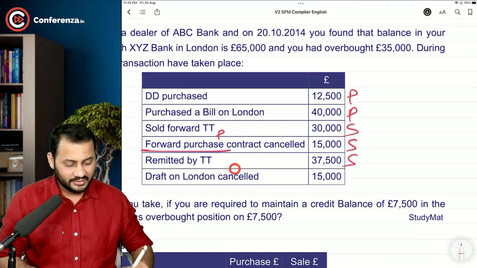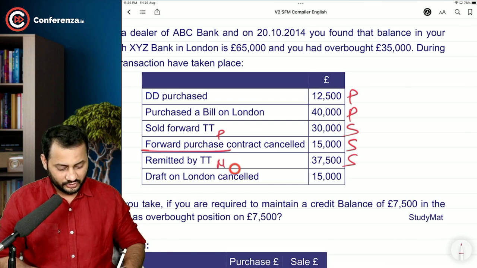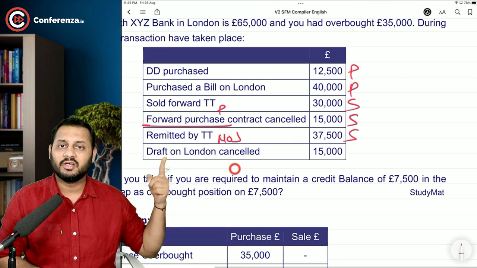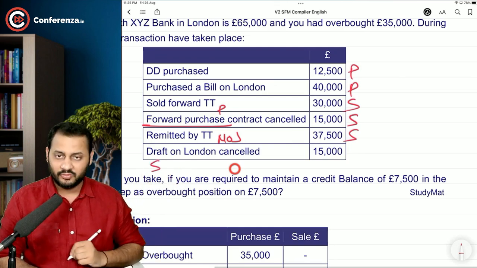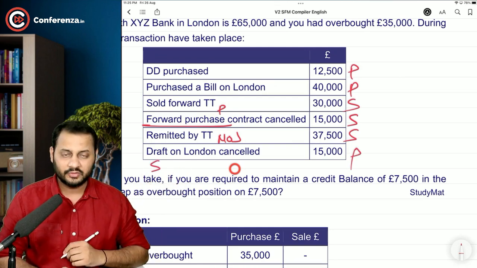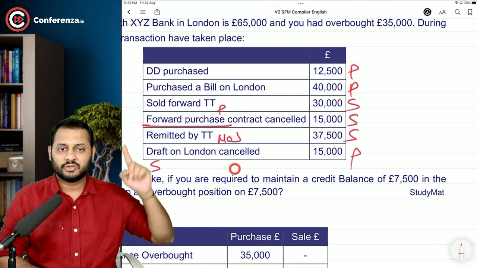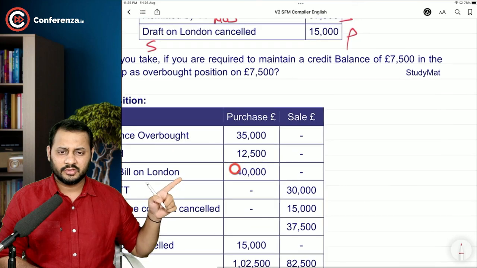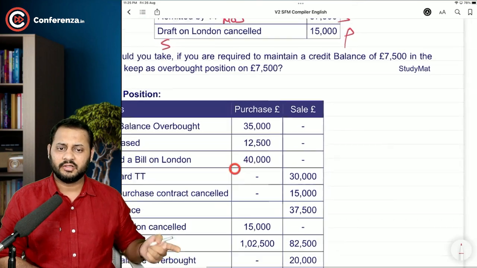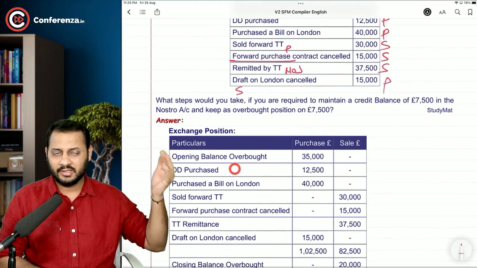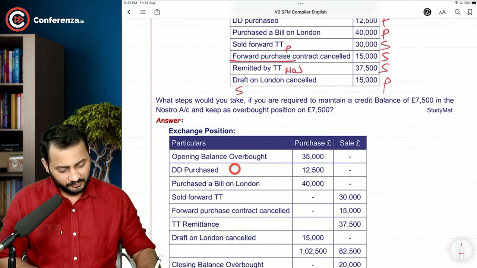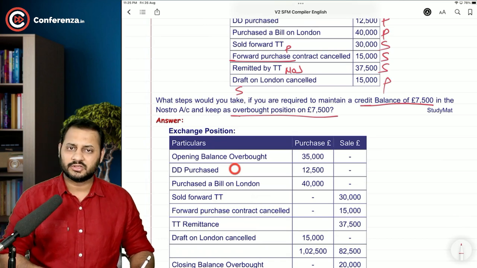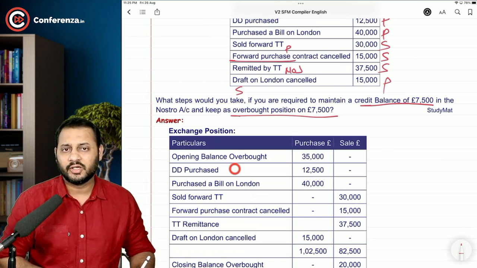Remitted by TT, again sales column, but it will also affect the Nostro account because this is a real cash outflow. Draft on London cancelled: when you issued the draft, it was written under sales. Now you are going to write it under P, purchase. So 12,540 and 15. Right? Everything is right. And then at the end, you have to keep the balance of 7,500 in Nostro and the overbought position in this. Whatever is required, you can do it.